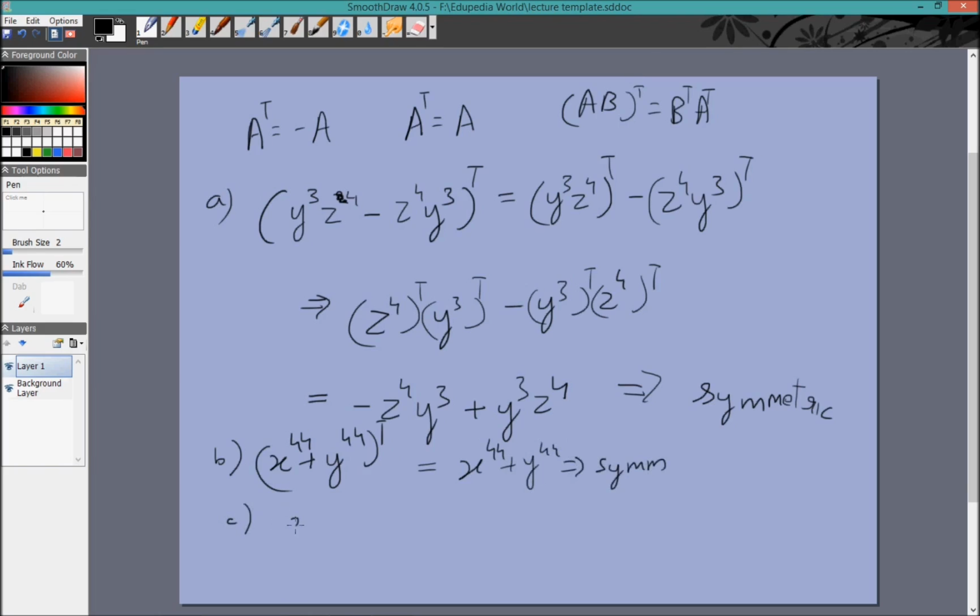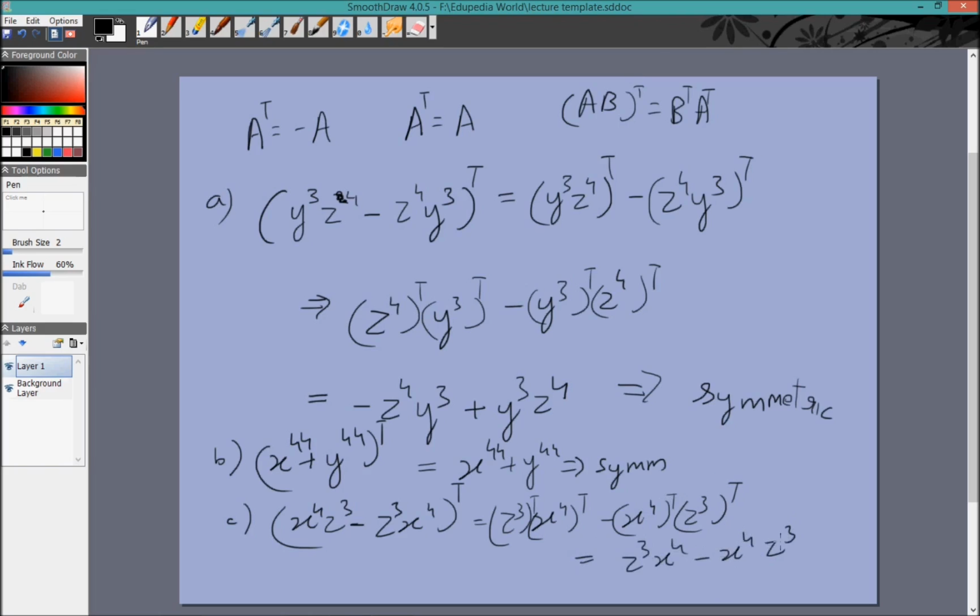C option is x to the power 4 z cube minus z cube x to the power 4. If we take a transpose, it will be z cube transpose x to the power 4 transpose minus x to the power 4 transpose z cube transpose. Now here it was y cube, so we had a minus 1. It's x to the power 4, so there will be no minus 1. So it will be equal to z cube x to the power 4 minus x to the power 4 z cube, which is the opposite of this. So this is a skew symmetric matrix.